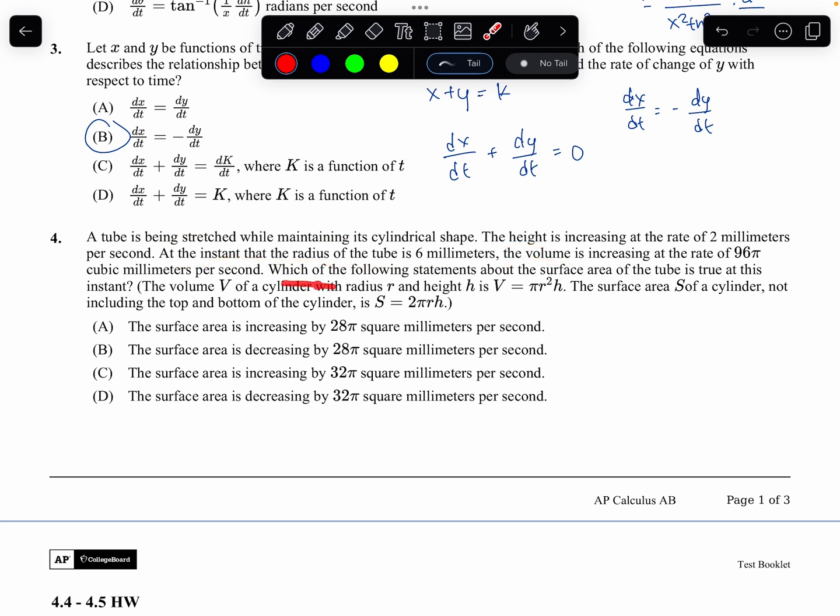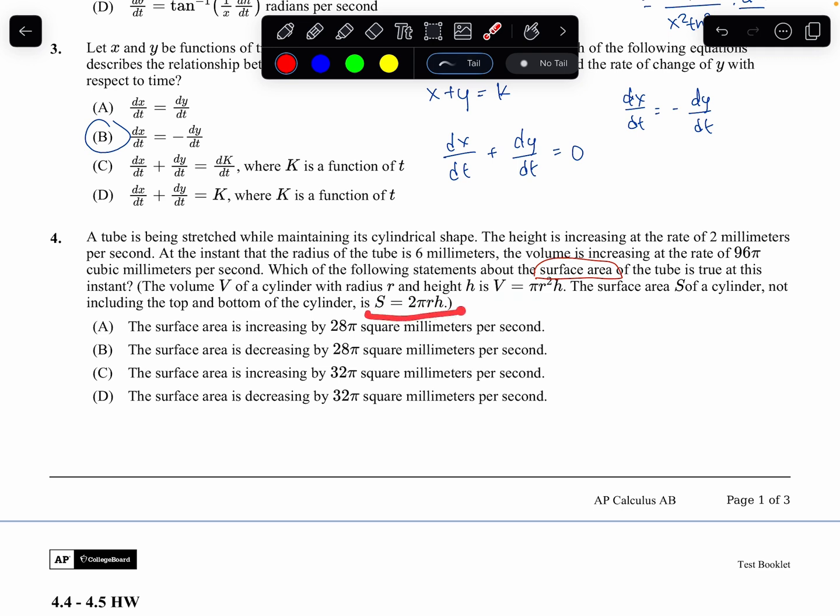Which of the following statements about the surface area of the tube is true at that instant? So you can see that we're looking for surface area increasing or decreasing. So we're looking for the rate of change of surface area. Now, it gives us 2 equations here, S and V. S for surface area, V for volume.